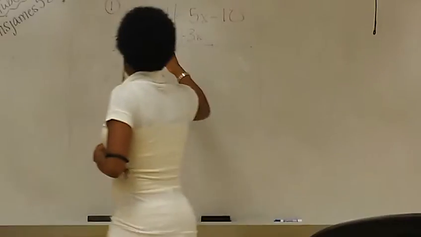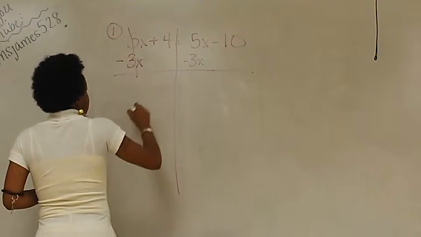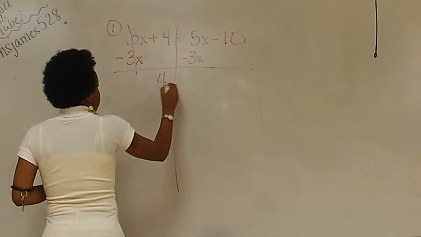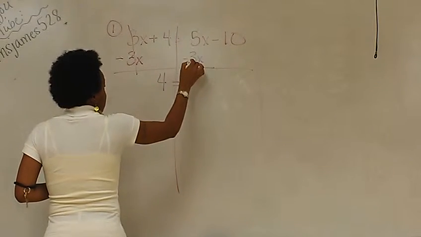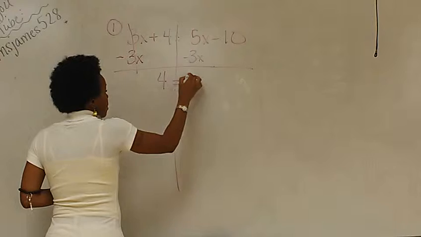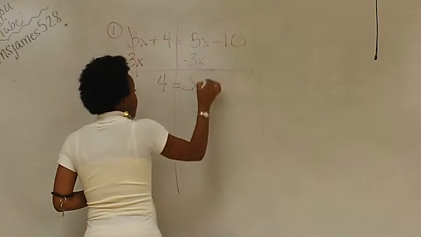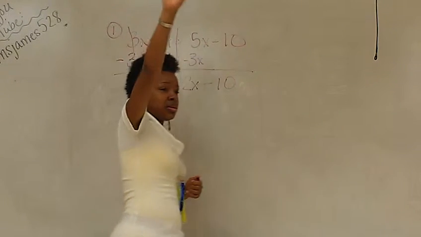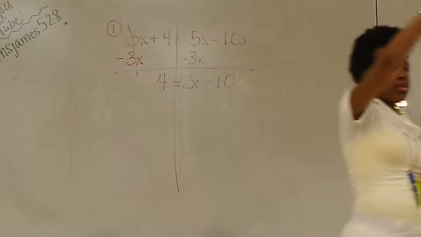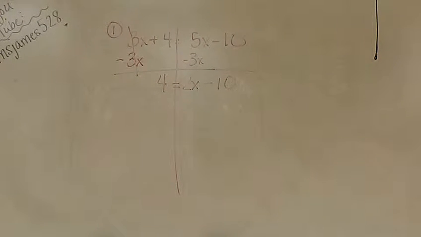Okay, so 3x minus 3x is 0. That cancels. You bring down the 4 plus 4. 5x take away 3x is 2x. Bring down the minus 10. Anybody lost yet? Tell me if you're lost.